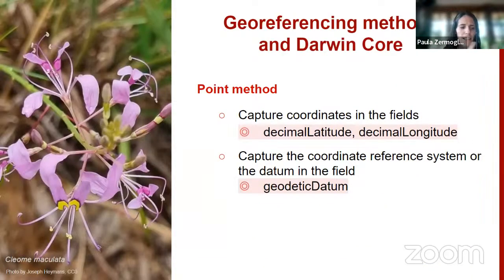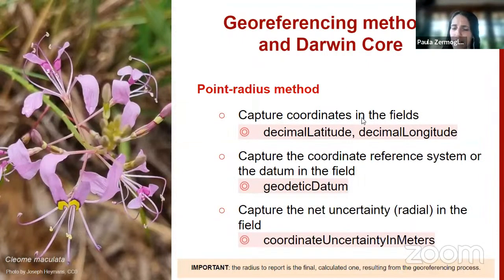So, coming back a little bit to the Darwin Core terms that John was explaining earlier today, if we were using the point method, where will we capture that information? Well, the point method has a pair of coordinates, so we would capture that in decimal latitude and decimal longitude, and we will need the coordinate reference system, or the datum, that corresponds to those coordinates. So we will use the geodetic datum field to capture that information.